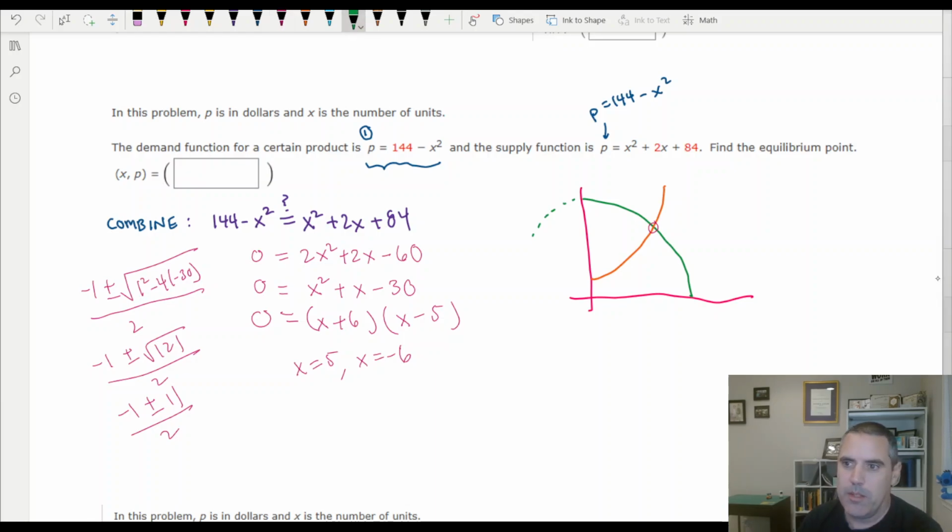So the market equilibrium is when x is 5. So there's a review. That's something I know you did several times in Math 111, but if you didn't take Math 111, it's a pure intersection question.